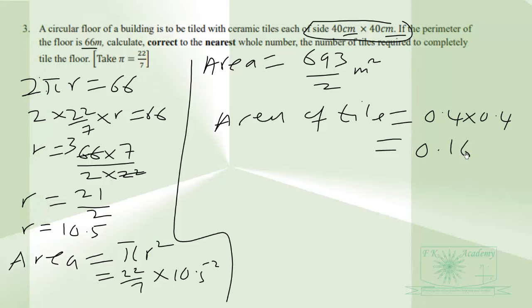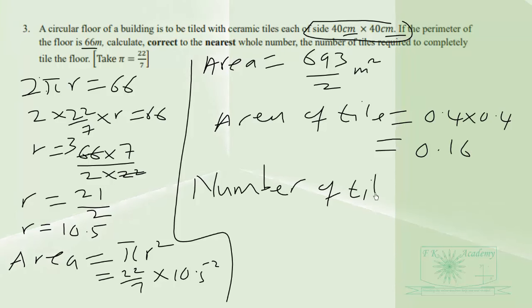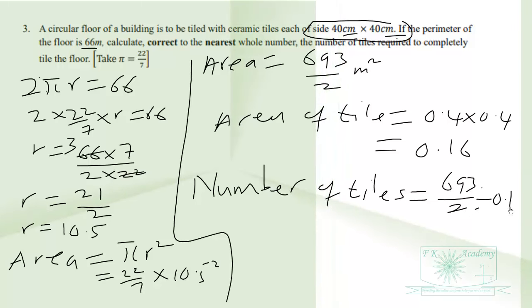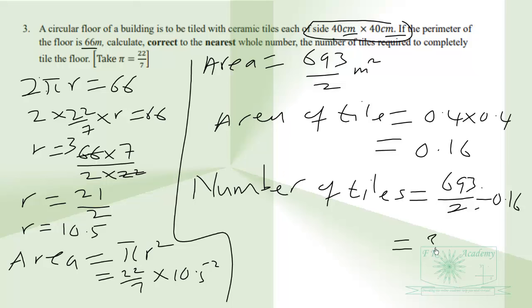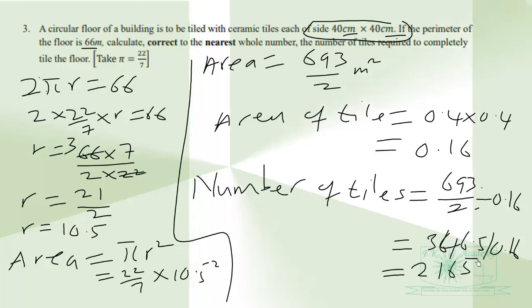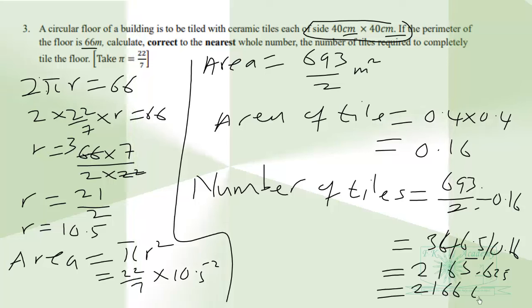So the number of tiles required will be equal to 693 over 2 divided by 0.16, and this should give us 346.5 divided by 0.16, and this is going to evaluate to 2165.625. To the nearest whole number, that will give us 2166 tiles.